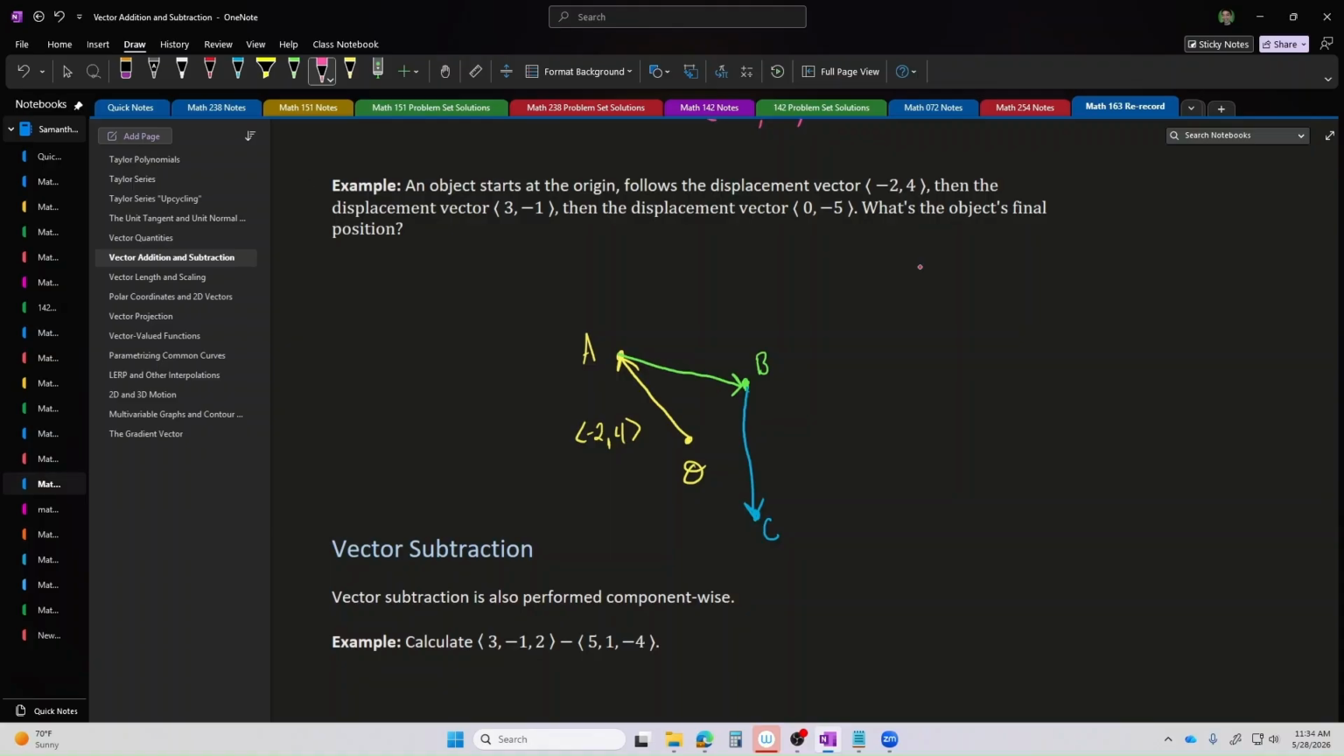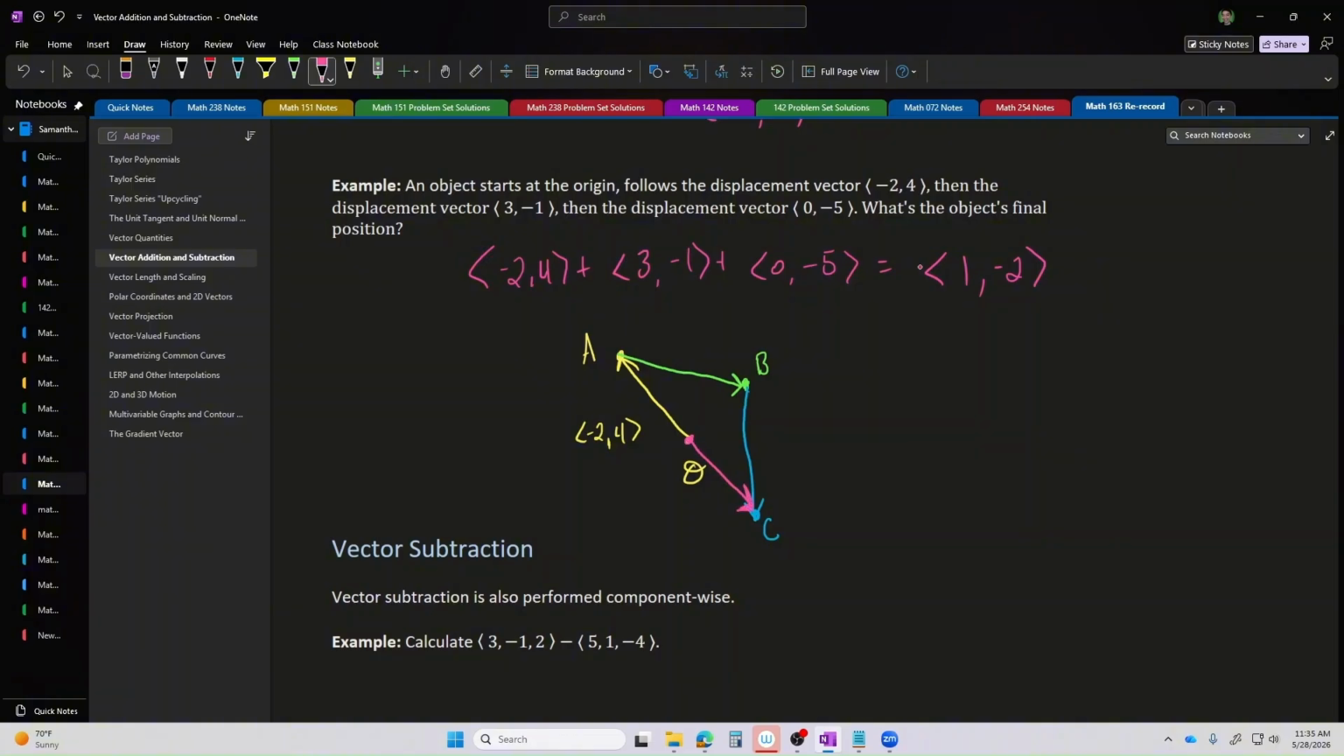So I'll add together the vector (-2, 4) with the vector (3, -1) with the vector (0, -5). If I add the x components, that's -2, positive 3, 0, so that's positive 1. If I add the y components, that's 4, -1, -5, so that's -2. So that's a vector that points 1 unit in the x direction and 2 units in the negative y direction, which is consistent with what we would predict from our little sketch.